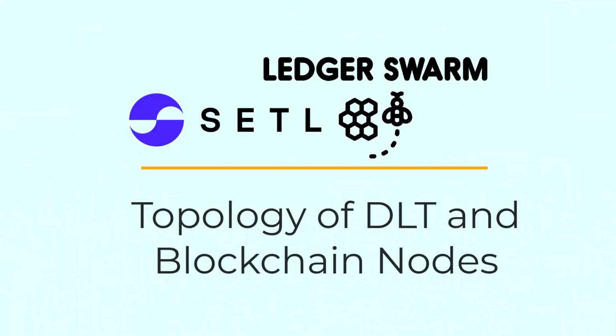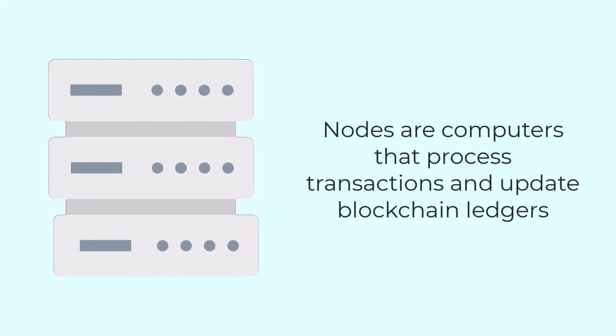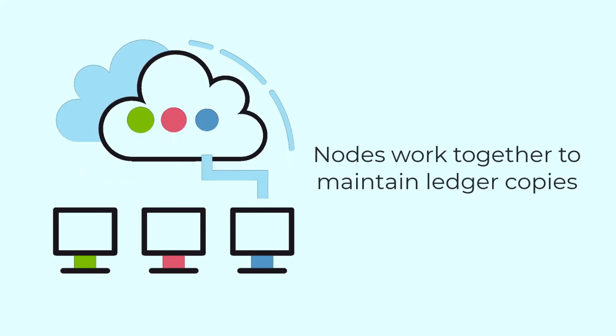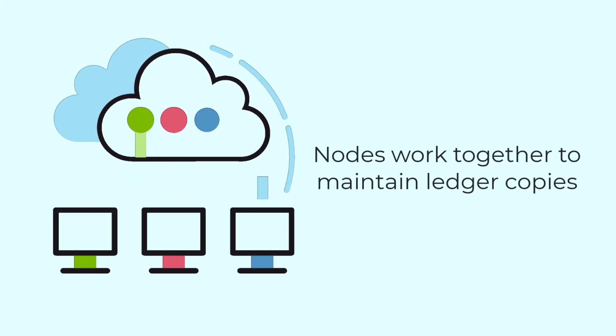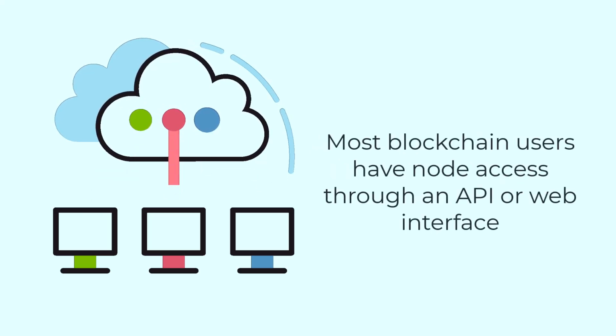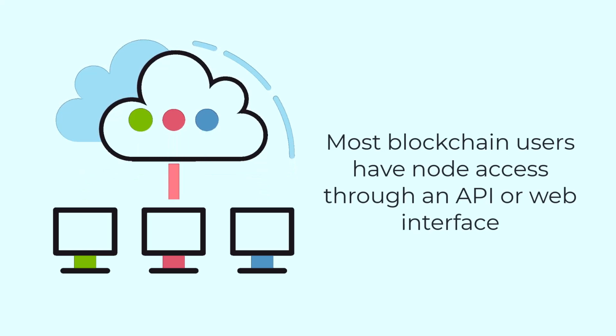What is a blockchain node and do you need one? Blockchain nodes are computers that process transactions and update a blockchain ledger. They work together with other nodes to maintain distributed copies of that ledger. Most users of blockchains do not actually run or own a node, but instead have access to a node through an API or a web interface.